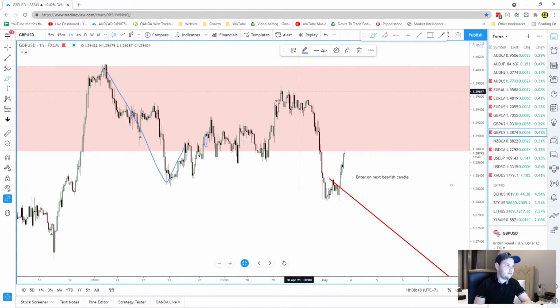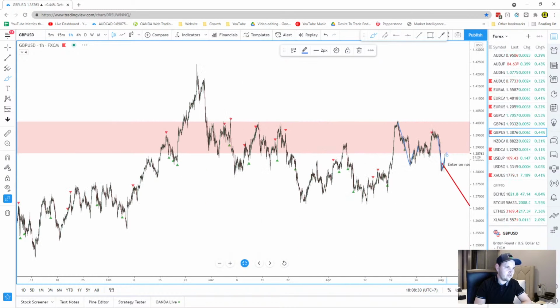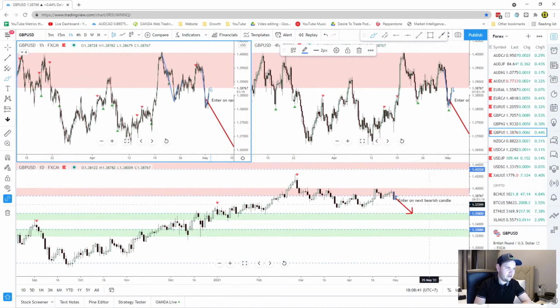Okay, so we have price here that was at this level, 1.40, came back down, did a nice pullback over here. Now we have to wait for a bearish candlestick to enter a trade on this pair. We target the zone at maybe here, 1.37. That's too close. Yeah, that's pretty good. Or the other zone that's bigger on this chart here, 1.36 or so. So we have a lot of room for downside on this pair.